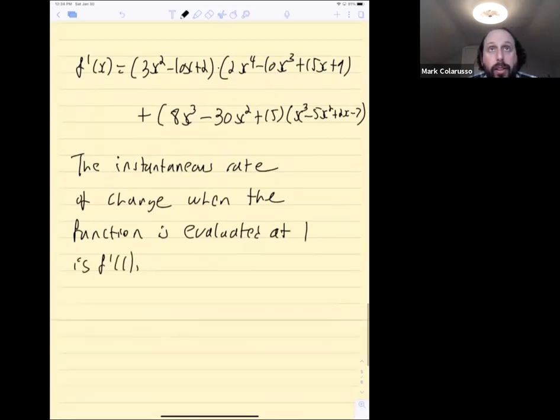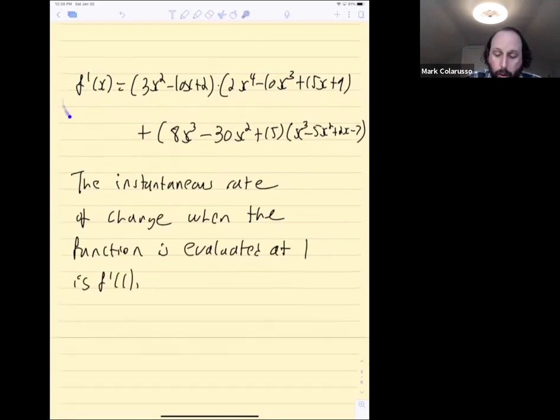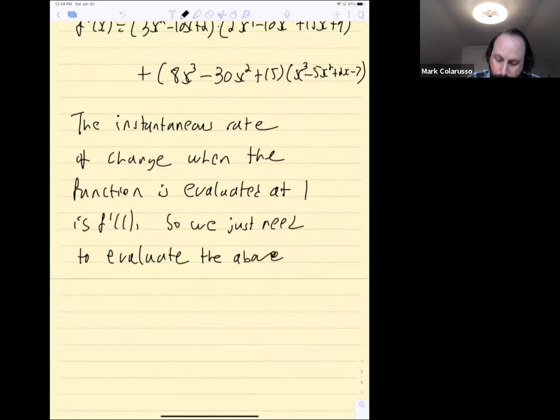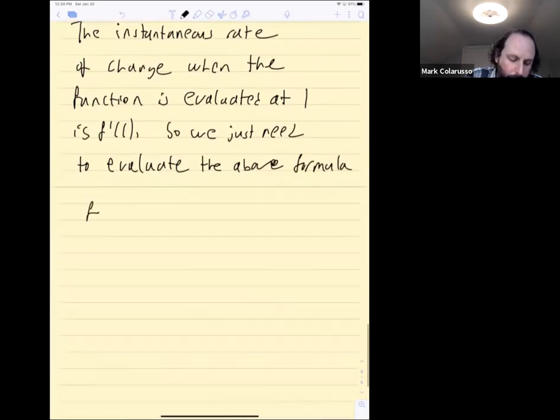So to find this, we just need to evaluate this whole mess, right? We need to evaluate this mess at 1. So we just need to evaluate the above formula for f at x equals 1.